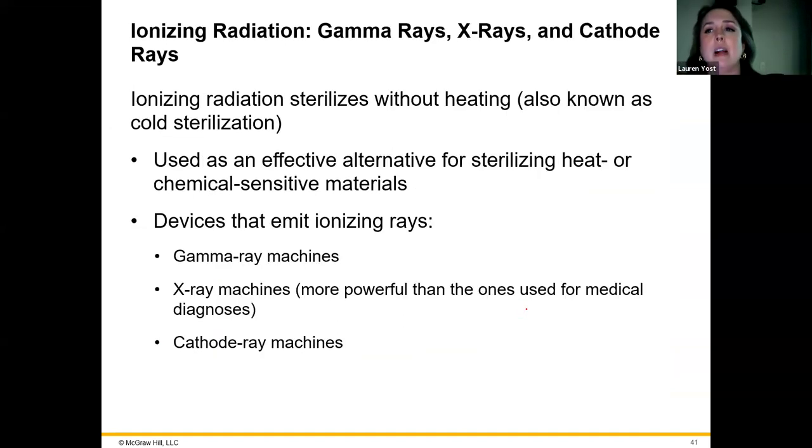Ionizing radiation: gamma rays, X-rays, and cathode rays. I am not talking about X-ray machines that are used to take pictures of people's bodies. I'm talking about much more powerful X-ray equipment, okay? So it's made for emitting the radiation at levels for this kind of use, okay? So gamma ray machines, X-ray machines, and cathode ray machines can all be used for sterilization.